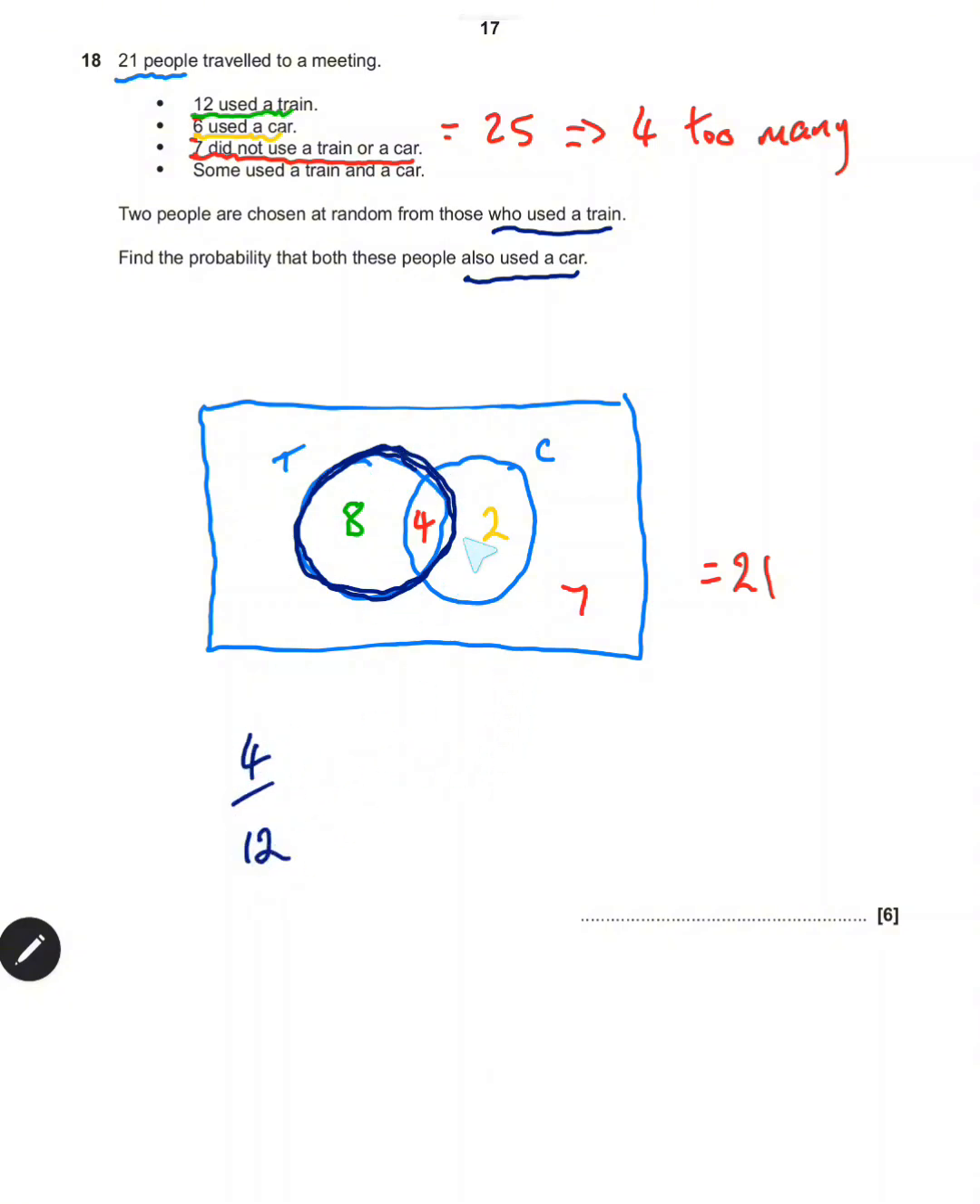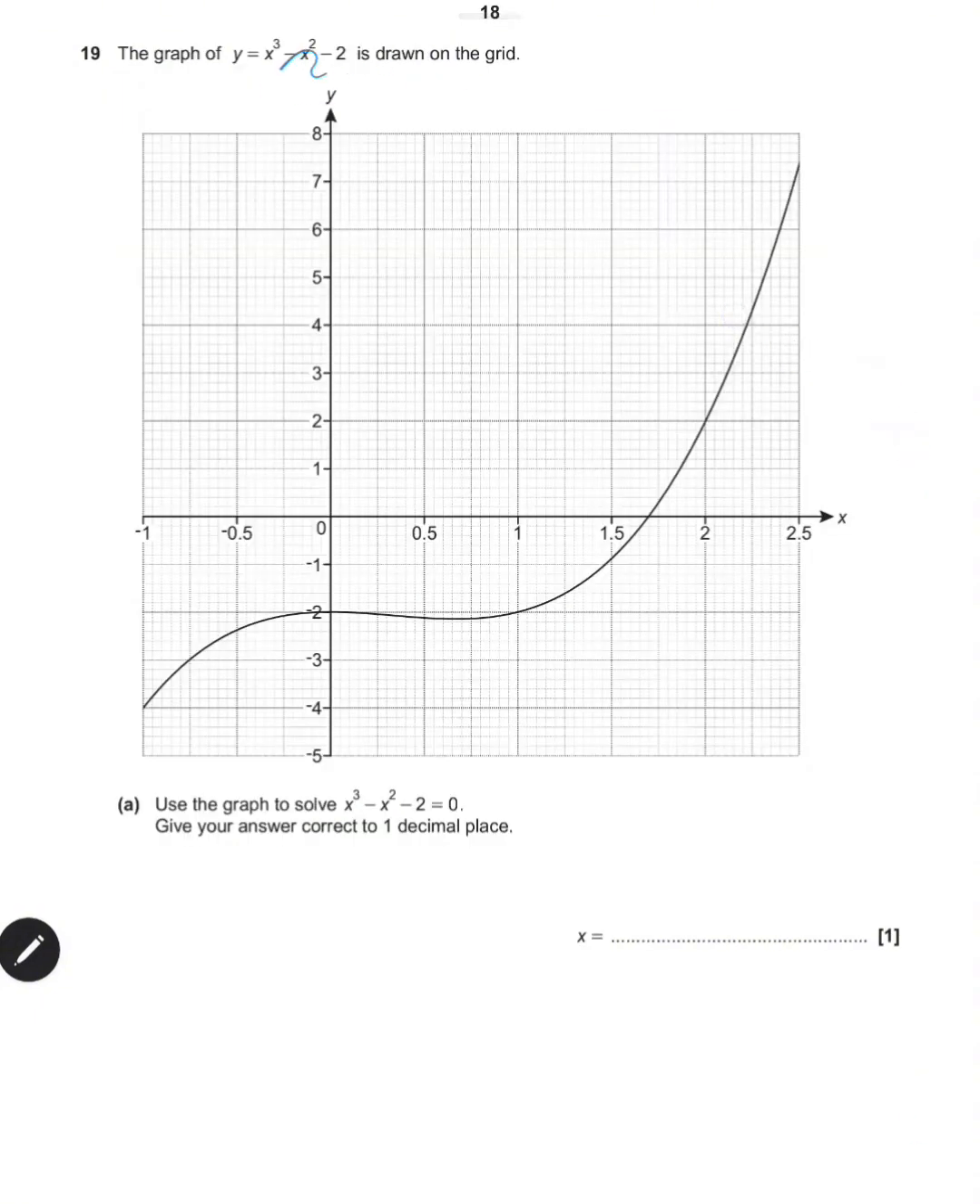Then I'm going to choose a second person. Well, if I've already picked one of these people, there's only 3 left. And if I've already picked one of the total, there's only 11 left. I need to do 4 12ths times 3 11ths. 4 3s are 12. And 12 11ths is 132. It doesn't say simplify my answer, so I'm not going to bother. That's full marks. Question 19, we've got a cubic curve that's been drawn here.